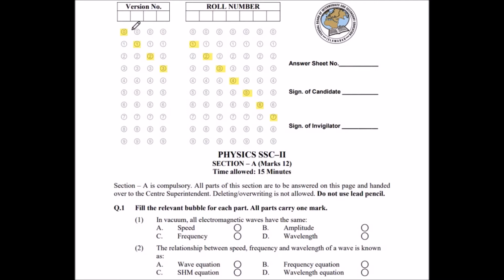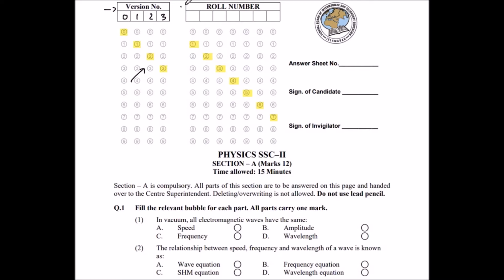You can see on the left hand side the heading is version number. When you get the exam paper, on that paper you can find one number, so you have to write the numbers here. Let's suppose your number is 0, 1, 2 and 3. So you will fill these bubbles like this.